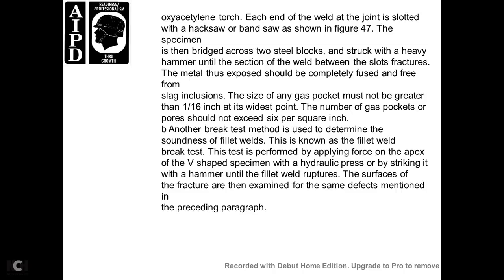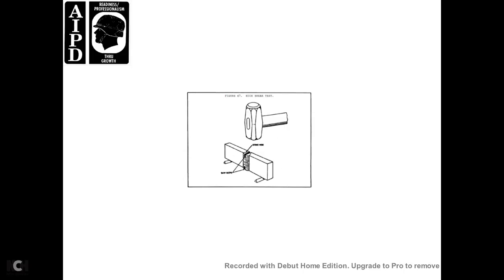Another break test method used to determine the soundness of the fillet weld is known as the fillet weld break test. The test should be performed by applying force at the apex of the V-shaped specimen with a hydraulic press or by striking with a hammer until the fillet weld ruptures. The surfaces of the fracture are examined for the same defects mentioned in the preceding paragraph. Figure 47 shows the nick break test.